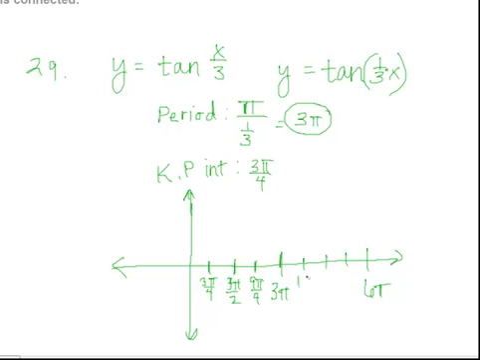This is 5 times 3 pi fourths, so 5 times 3 is 15. This is 6 times 3 pi fourths, so 18 pi fourths, 9 pi halves when simplified. This one's going to be, what am I at? 7 times 3 pi fourths, so 21 pi over 4. And then finally we have 8 times 3 pi fourths, which is 24 pi over 4, which would simplify down to 6 pi.